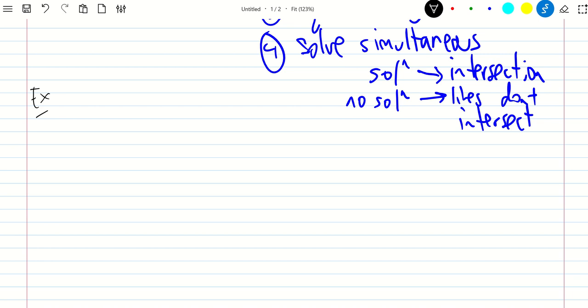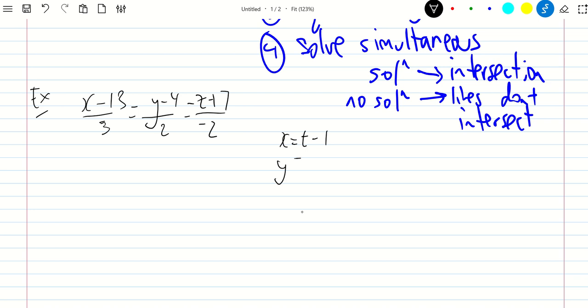Okay, so let's see if the following two lines intersect. So x minus 13 over 3 equals y minus 4 over 2 equals z plus 7 over negative 2. So that's my first line. And my second line, I'll write over here. I should give myself a bit of a space. y is equal to 8 minus 2t, and z is equal to 14 minus 3t. So let's have a look at these.